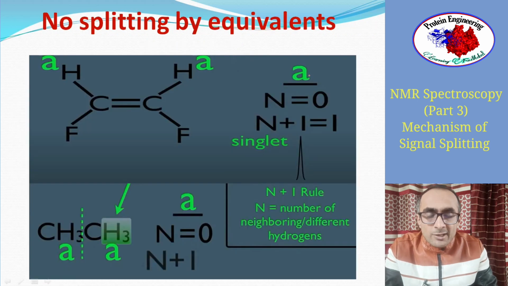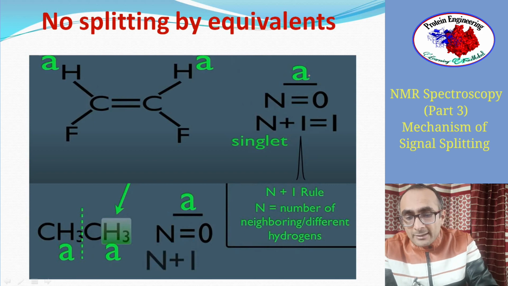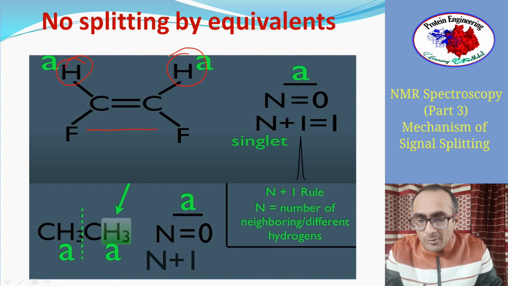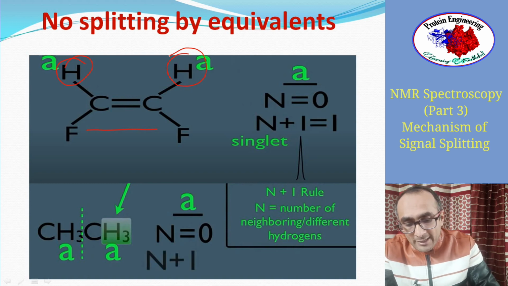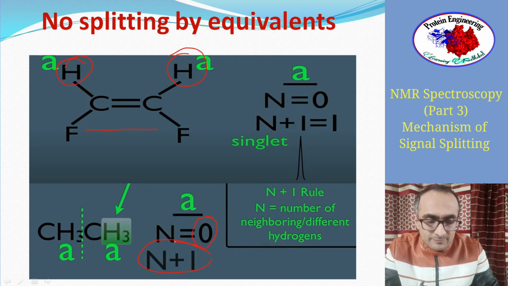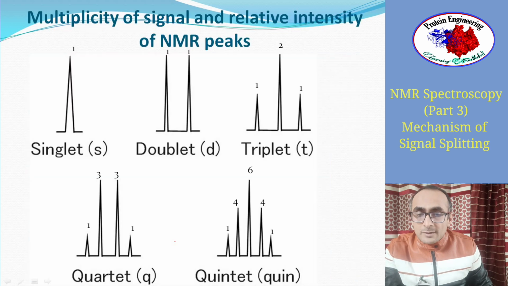No splitting by equivalents. Equivalent protons do not split each other's signal, like in the case of the CHF compound. These both protons are of the same type. That's why you call them A-type protons. So you get a single peak in the NMR spectra, and this single peak is not split because there is no proton in the neighborhood. They are the same type. So N is 0 here. So the peak you get is a singlet, a single peak without a split. So that's another rule in peak splitting.